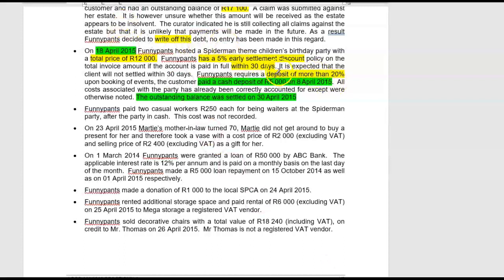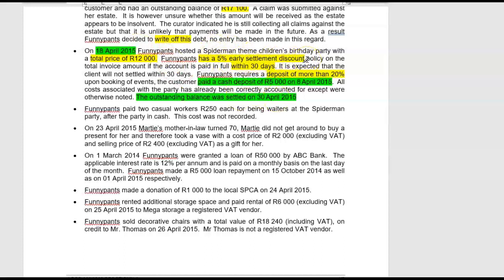Now, they tell us here that Funny Pants gives a 5% early settlement discount if a client settles his invoice within 30 days. The party was held on the 18th of April, so the invoice was issued on the 18th of April. They pay on the 30th of April, 12 days after the party took place. So therefore, they become entitled to a settlement discount.